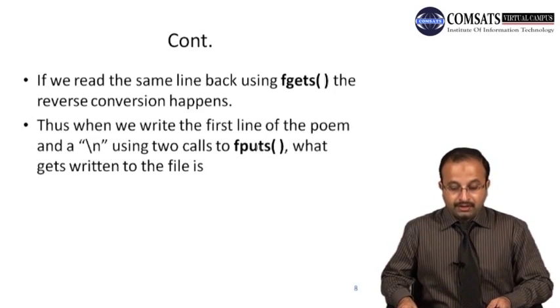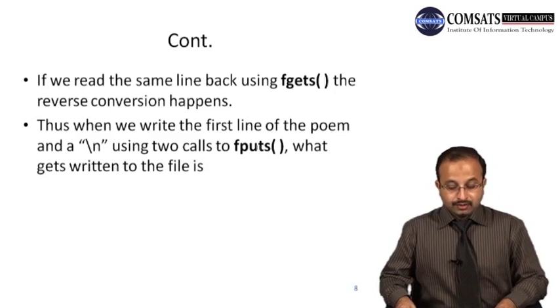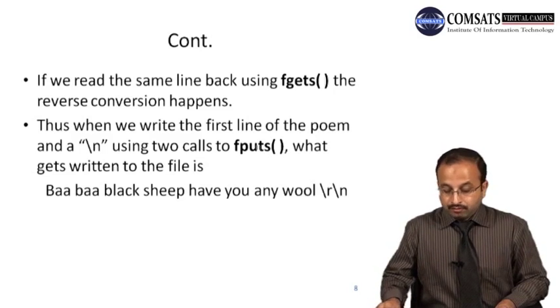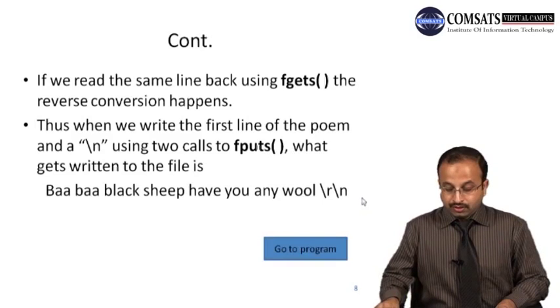Thus, when we write the first line of the poem and a new line character using two calls to fputs, what gets written to the file is, let's say this is the poem Baa Baa Black Sheep, have you any wool? So when you press enter key over here, it writes \r and \n, right? Let's go and see the program.